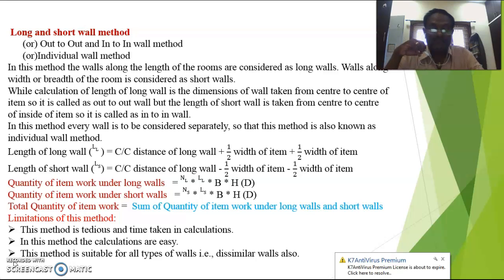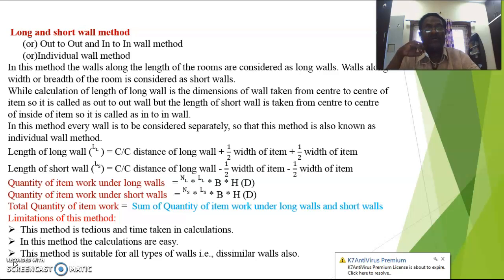In this method, the calculations are easy, but completing the whole work is very difficult and time-consuming. However, the method is very easy, because you calculate wall by wall, so there is no chance of difficulty. But whenever you take wall by wall, if you ignore any wall, that quantity will not be considered. That is very, very important.